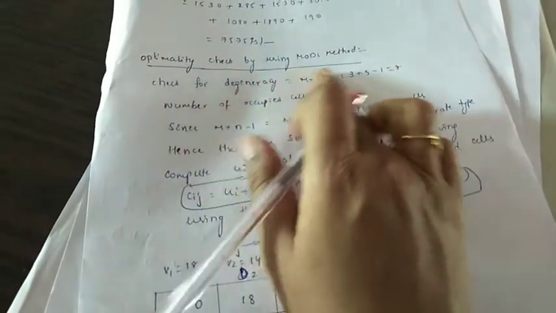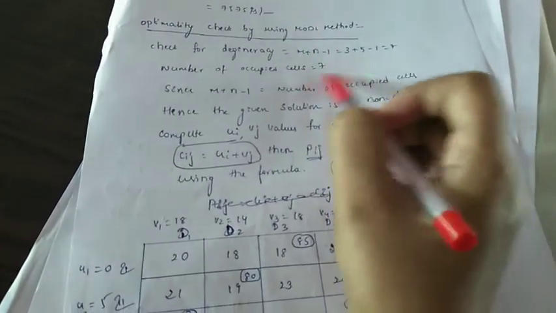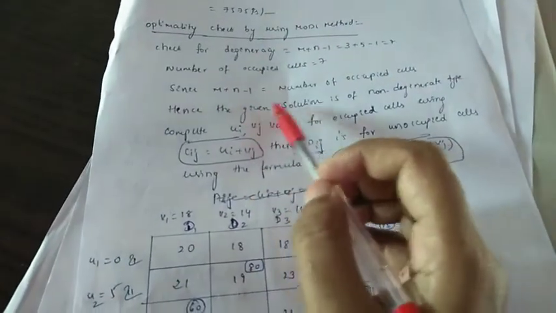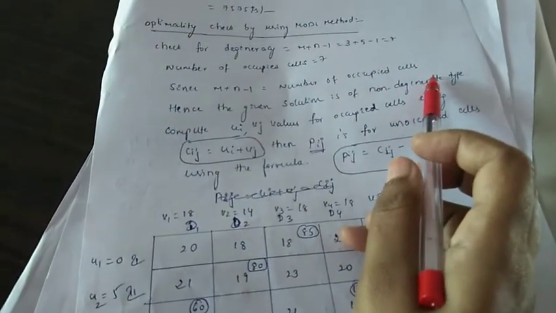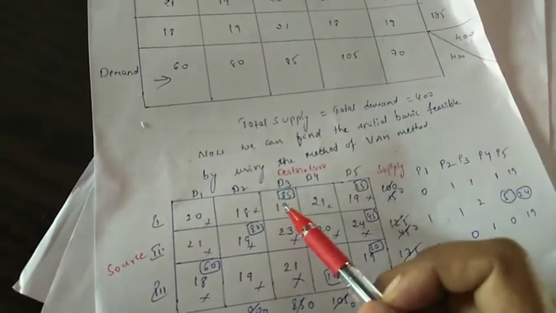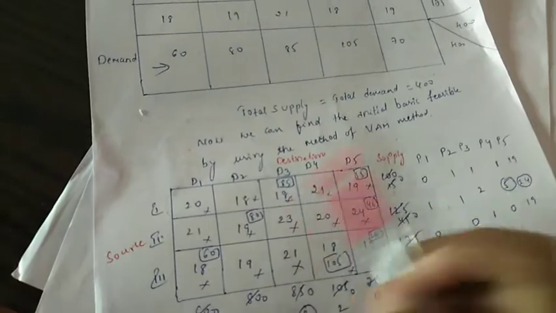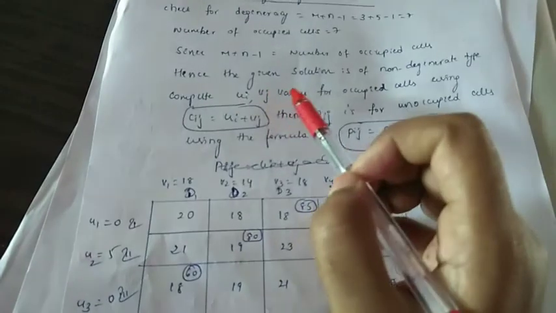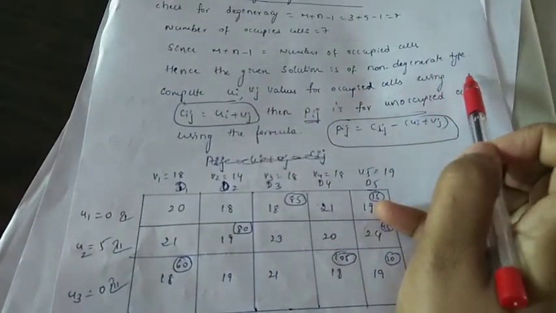So, the optimality check using the MODI method. How can we do the MODI method? First of all, check for degeneracy. We have already checked for degeneracy: m plus n minus 1 is 7. Since m plus n minus 1 is equal to the number of allocated cells, which is nothing but the occupied cells, the cells which have a number are called occupied cells. So m plus n minus 1 is equal to the occupied cells. Hence the given solution is of non-degenerate type.